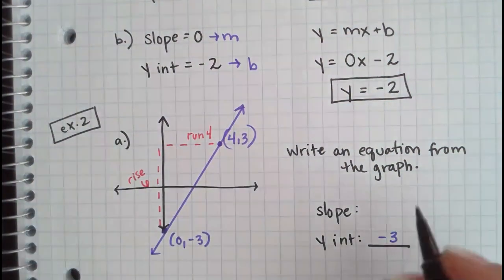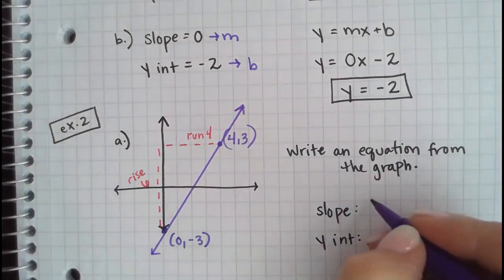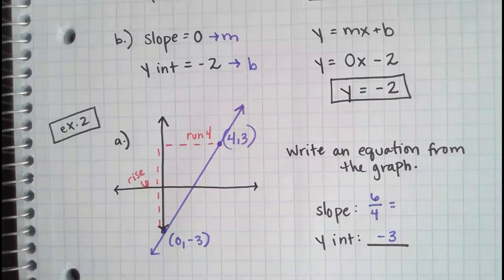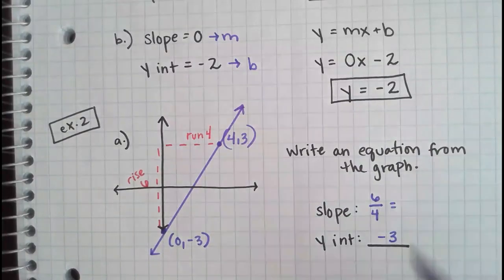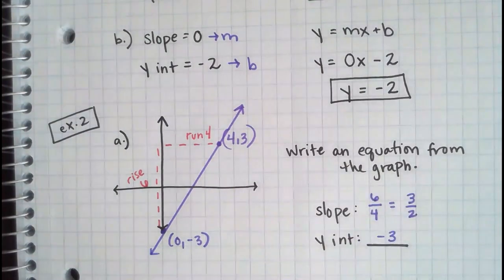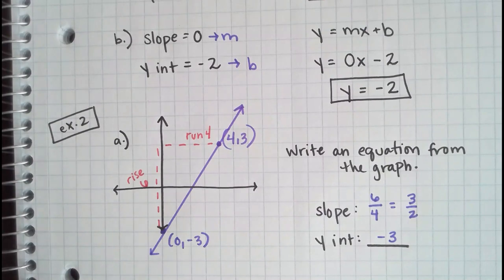So my slope then is rise 6 over run 4. And I always must simplify. 6 over 4 simplifies to 3 over 2. And then just leave it as an improper fraction. Don't make it a mixed number.